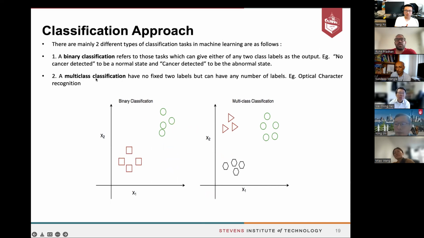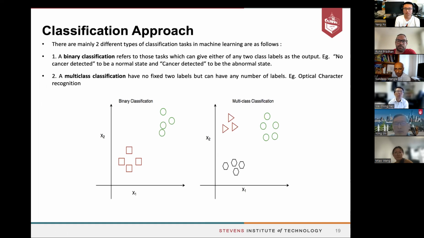So classification, again, is of two types. Binary classification, like I said, will be just yes or no, or multi-class classification, where we have multiple classes. For example, when classifying a digit, we have 10 digits, so we will have 10 classes. That will be a case of multi-class classification.